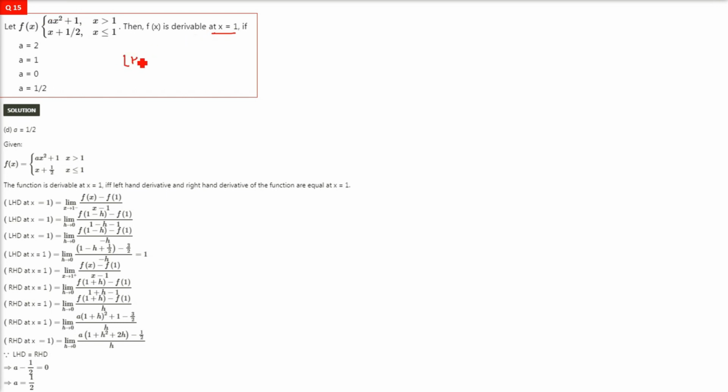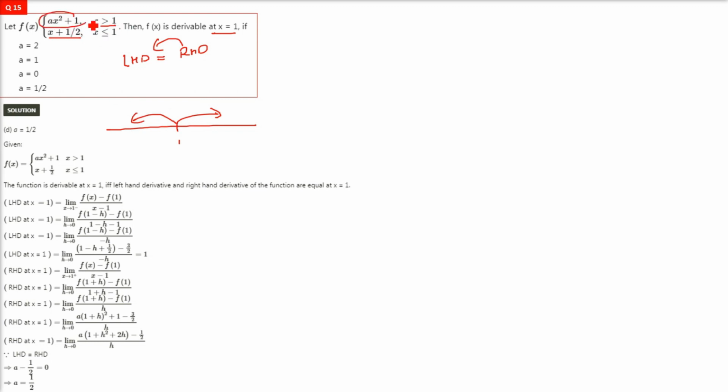Derivability means we have to do the left hand derivative and right hand derivative, and since it is already given that it is derivable, we can just equate the LHD and RHD. So in order to understand this, this is x, this is 1 where the point of contention is, where the graph is supposed to be changing. So this 1, you go left, you go right.